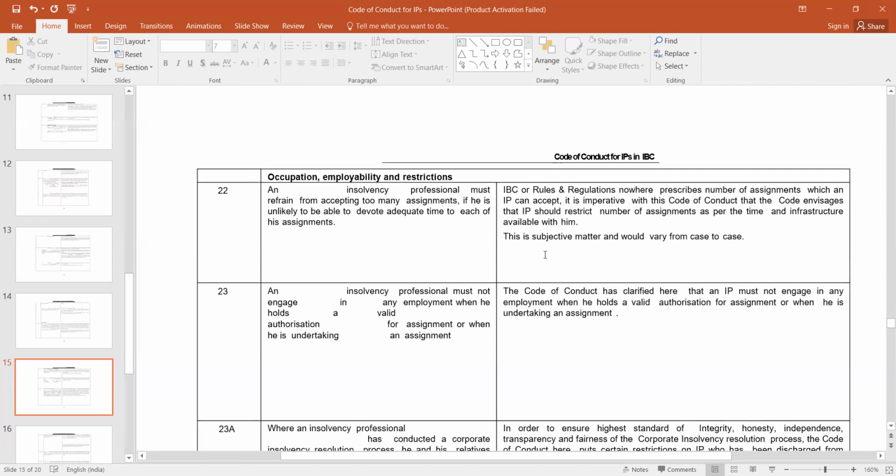Next point, let us see. Then occupation, employability, and restrictions. So an insolvency professional must refrain from accepting too many assignments if he is unlikely to be able to devote adequate time to each of his assignments. Now there is a restriction also that you cannot take more than 10 assignments, out of which 3 should not be more than 1000 crores.